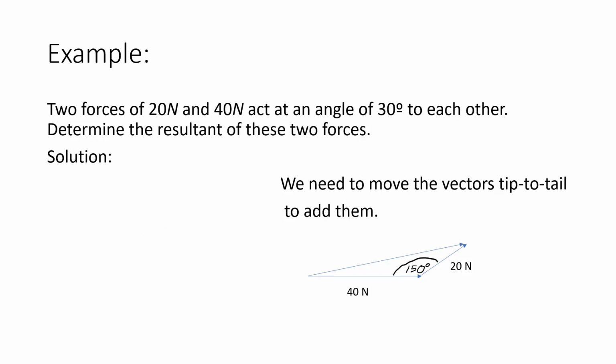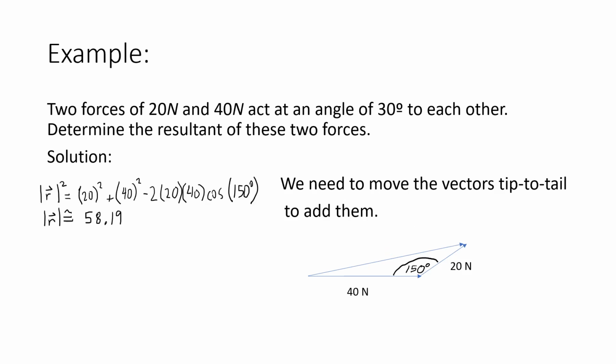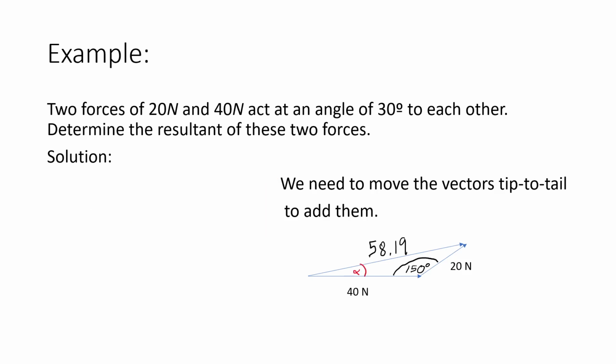And so now we're going to use the cosine law to figure out the length of that third side up there. So when we do that, we see that the magnitude of that resultant will be 20 squared plus 40 squared minus 2 times 20 times 40 times the cos of 150 degrees. And that's roughly equal to 58.19. So we now know the magnitude of the resultant is approximately 58.19 newtons.